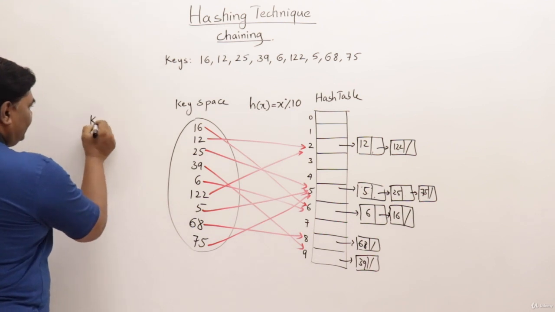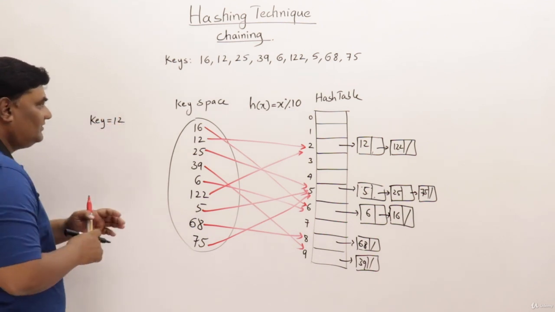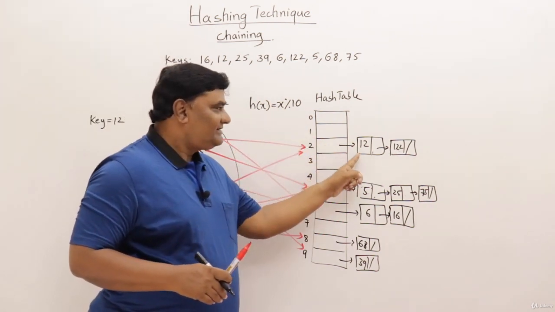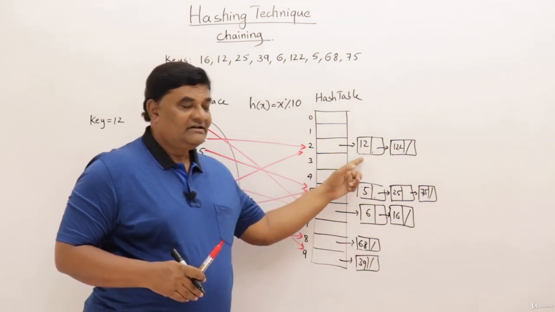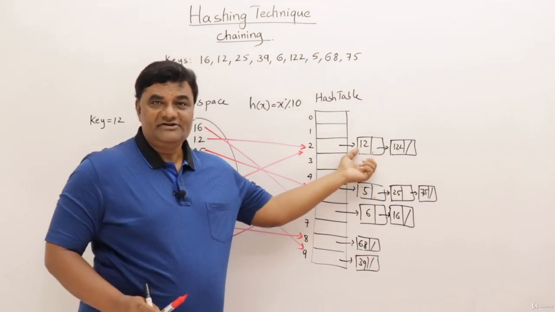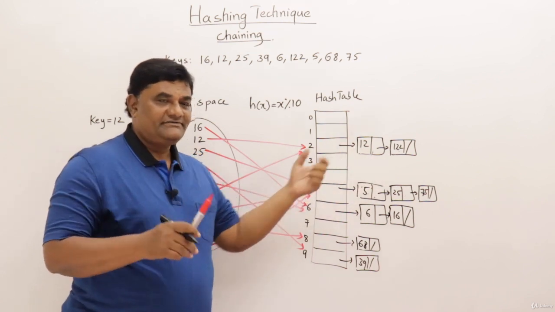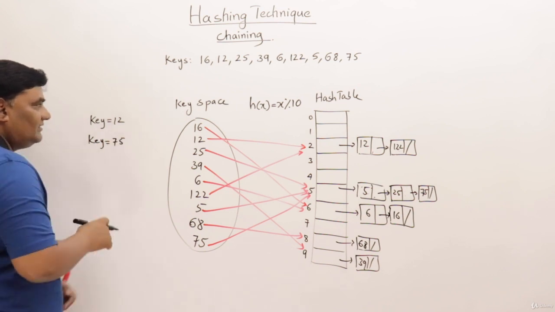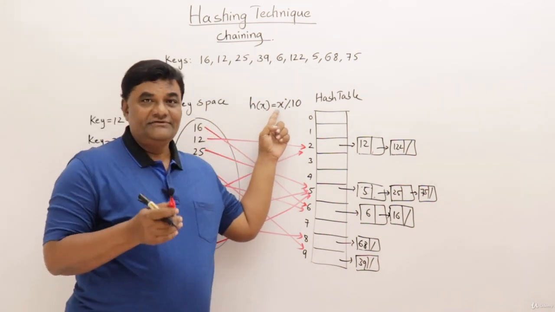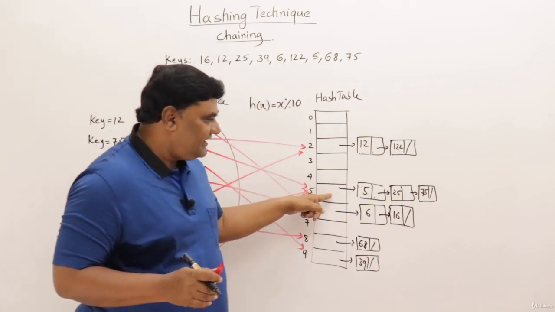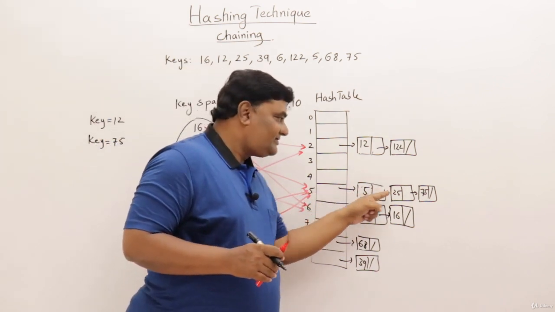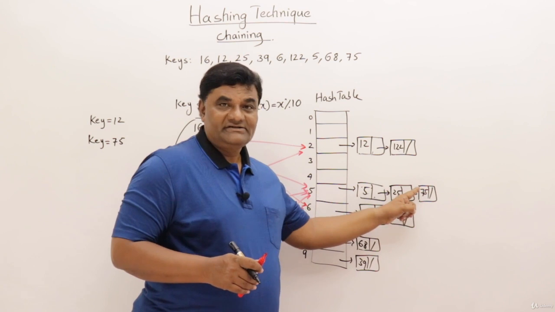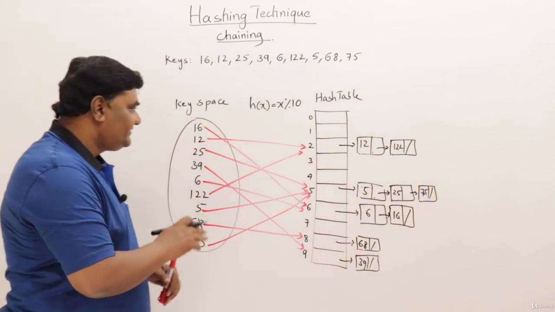Next, let us see how to search. I want to search for key 12. Use the hash function. 12 mod 10 is 2. Go to index 2 and search in this linked list, in this chain. Yes, 12 is found in just one comparison. The search is successful. Now I want to search for key 75. The hash function will give the index 5. Go to index 5 and search for 75 in this chain. Is it 75? No. Is it 75? No. Is it 75? Yes. Found. So the search is successful.